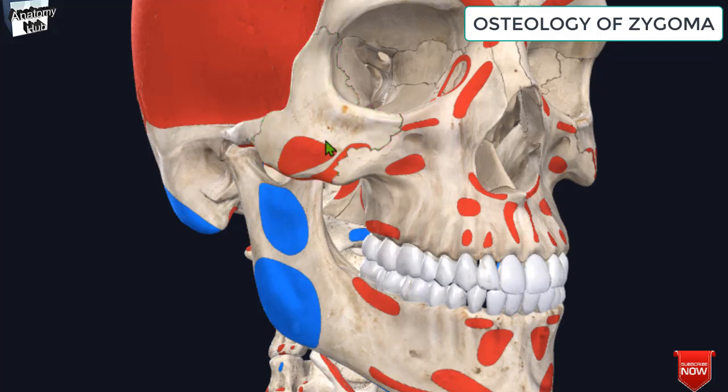This zygomatic bone is the second most common area of fracture in the face, especially at the left frontal process, that you can observe over here. At this point you will find the fracture points. This is your fracture point for the zygomatic bone due to the impact of a car accident or a blow from a fist. That depends upon the severity of the dislocation.